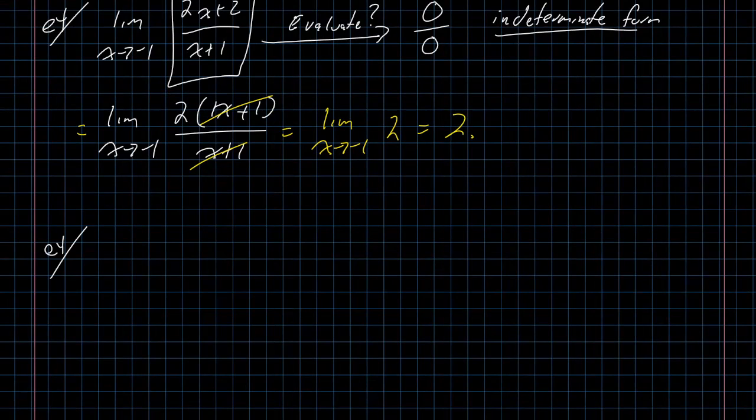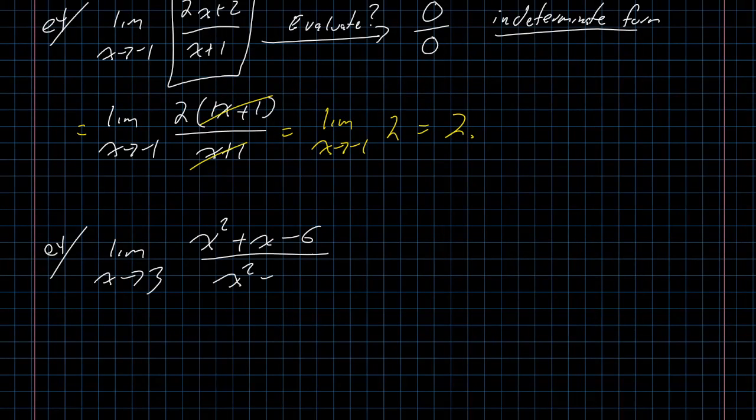This is also true when things get a little bit messier, right? The limit as x approaches 3 of (x squared + x - 6)/(x squared - 9). If you try evaluating this, you get 9.